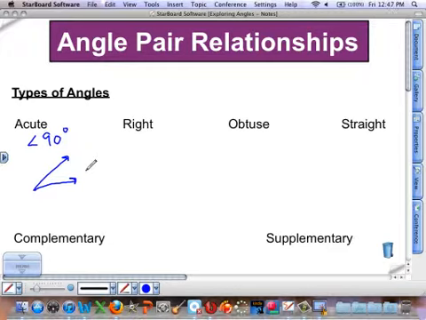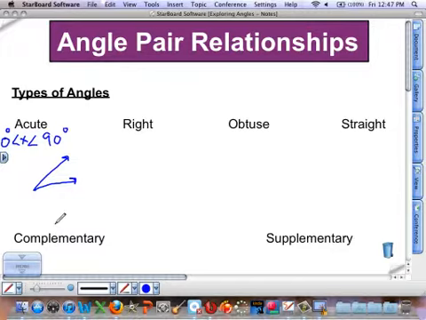Is there a minimum value for an acute angle? Can we be a 0 degree acute? No. That would be a straight angle. So we have to be somewhere between 0 and 90. We'll put an X in there. So it has to be more than 0, but less than 90 in order to be acute.